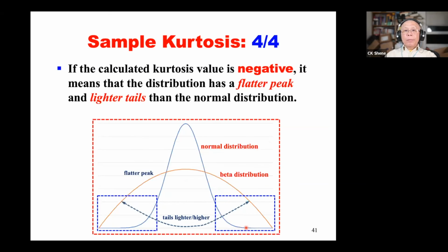On the other hand, if the kurtosis is negative, it means the distribution has a flatter peak. So this one is a beta distribution of some type. So it's a flatter peak, and its tail is higher. Usually we said lighter. Heavier would go down, lighter would float up. So here, a negative kurtosis distribution would have a flatter peak and a lighter tail.